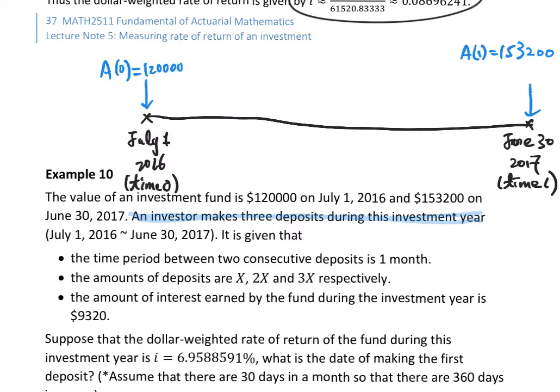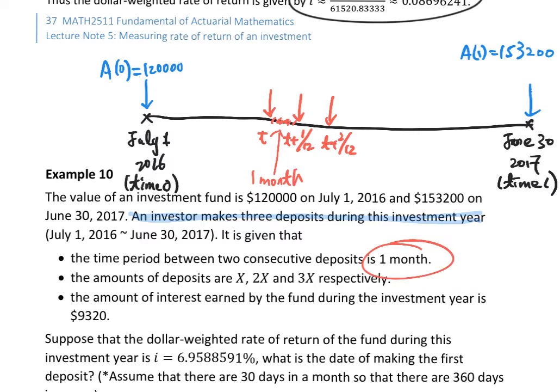All right, so that means for these 3 deposits, we deposit at time t, and then t plus 1/12 and t plus 2/12 respectively. Each period here is exactly equal to 1 month. So this is what this statement means.